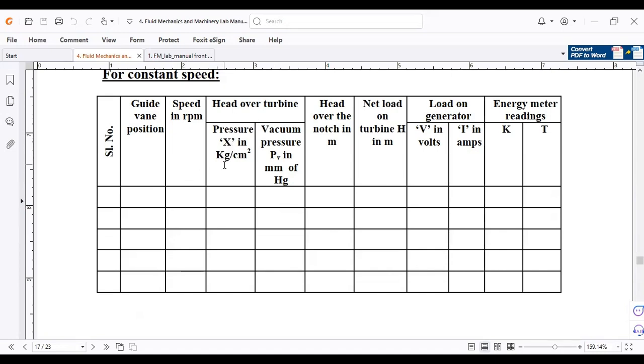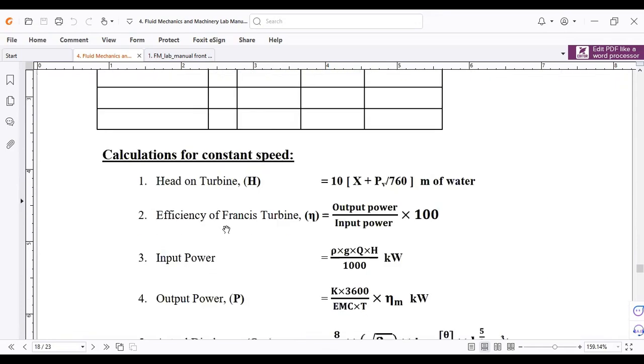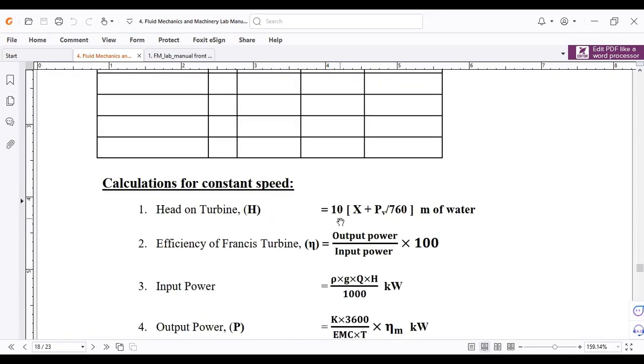That is in terms of kg per centimeter square. At the same time, you have to take the vacuum pressure in the draft tube. You have to take these two pressures, and that should be used to calculate the net head on the turbine. Net head on the turbine H can be calculated by using this equation: 10 into X plus PV divided by 760.